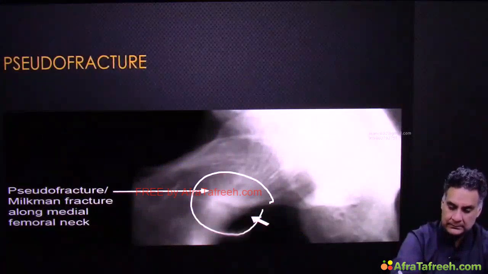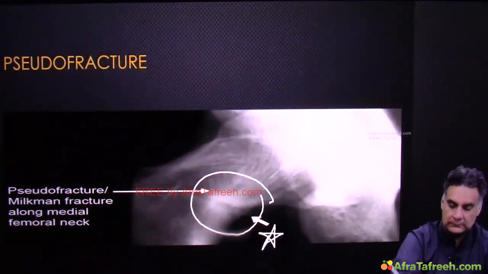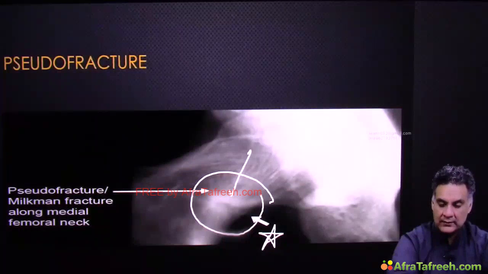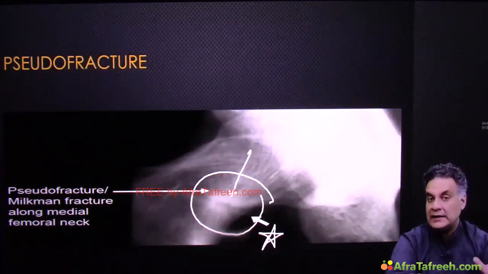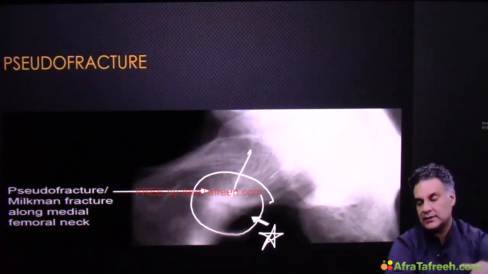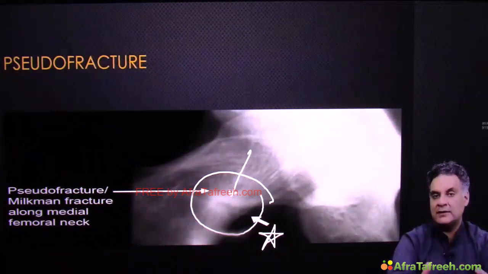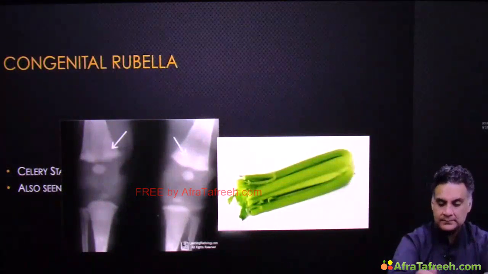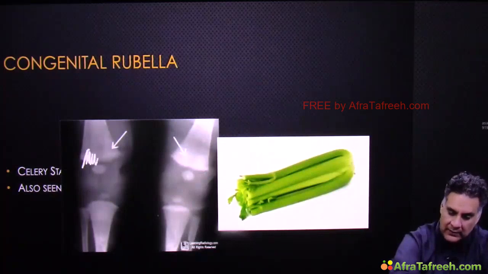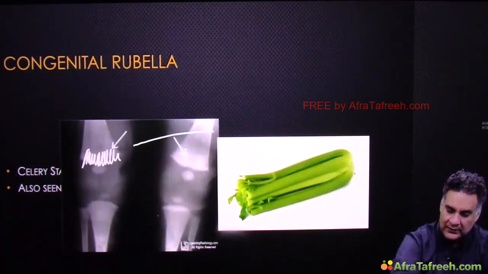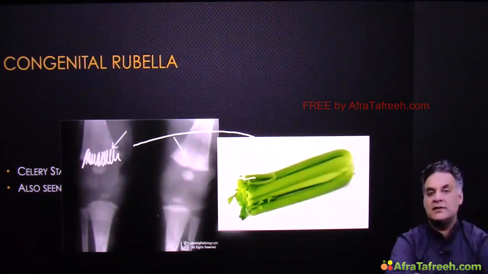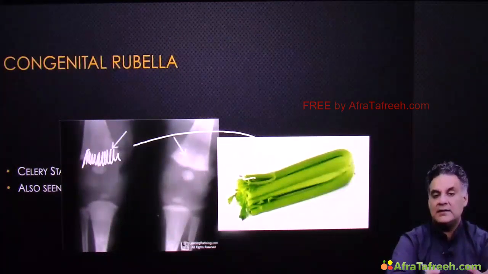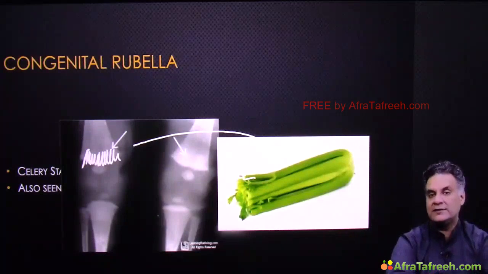That's how they appear. This is indentation on the cortex, called a Milkman fracture, very common in milkmen because they themselves don't take milk and suffer from calcium and vitamin D deficiency. One more thing you must remember: the lower end of the femur sometimes appears like a celery stalk. This is called the celery stalk appearance, seen in congenital rubella, and also seen in chronic degeneration of the anterior cruciate ligament.